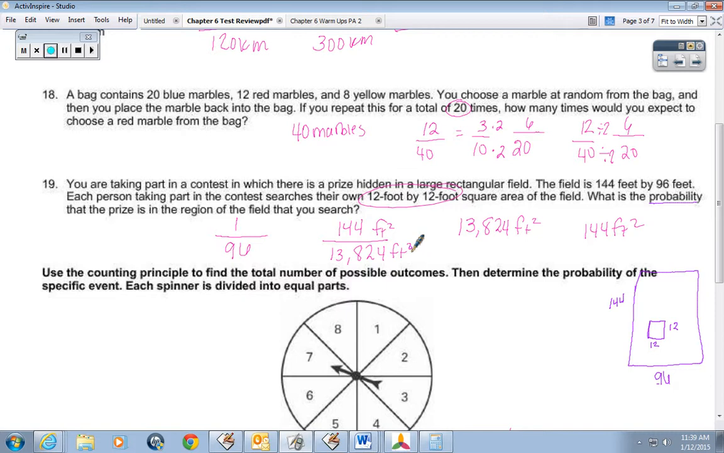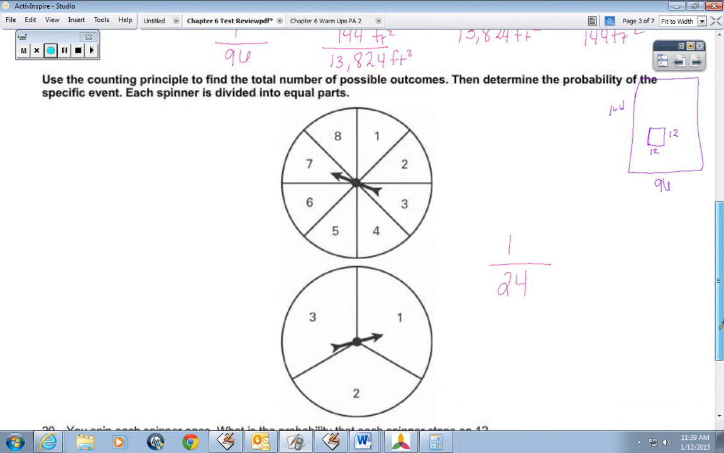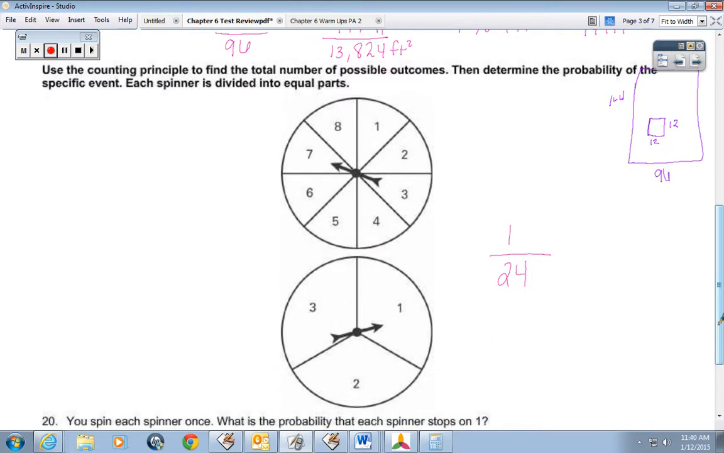Okay, number 20 and 21. The confusing part about number 20 is that spinning the spinner. You have this spinner which has 3. The counting principle says you multiply. 8 times 3 is 24. The probability of spinning 1 both times, which is just one event, would be 1 out of 24 on that one.